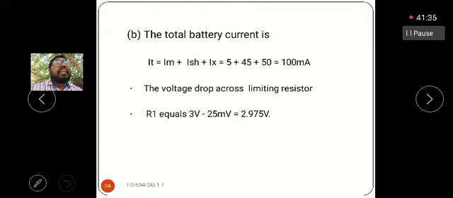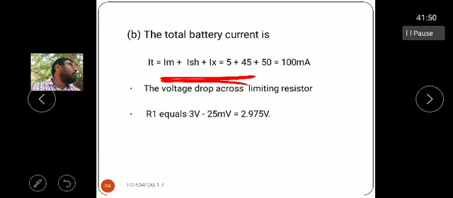Here the total battery current is equal to Im, the meter current, plus the shunt current and the unknown resistance current. These three are connected in parallel, which means the current is distributed in the parallel branches. Then the total battery current is equal to Im plus ISH plus Ix, which is 5 milliamps of meter current, plus the shunt current of 45 milliamps, plus the unknown resistance current of 50 milliamps. The total is equal to 100 milliamps.